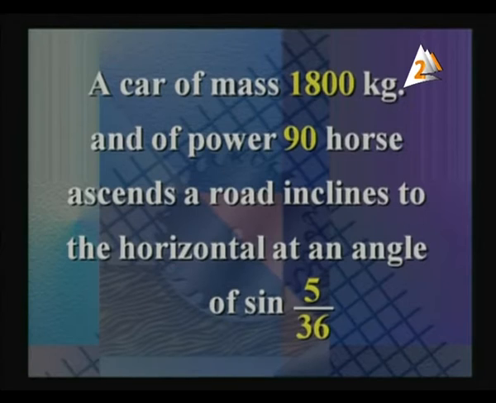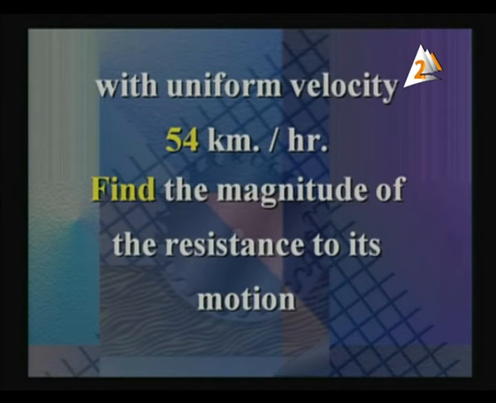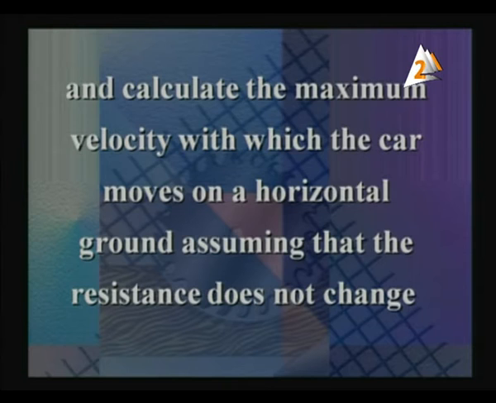A car of mass 1800 kilograms and of power 90 horses, ascending a road inclined to the horizontal at an angle whose sine is 5 over 36 with uniform velocity 54 kilometers per hour. Now, find the magnitude of the resistance to its motion and calculate the maximum velocity with which the car moves on horizontal ground, assuming that the resistance doesn't change.